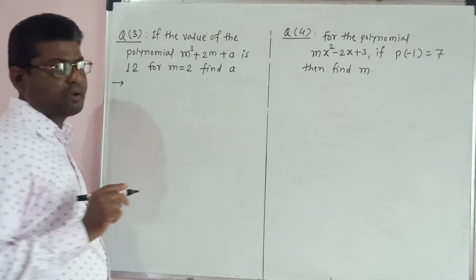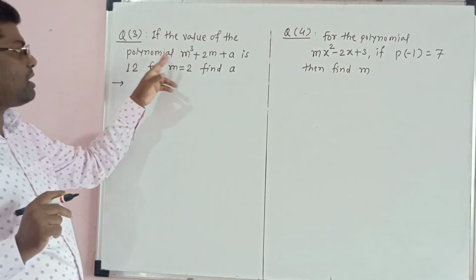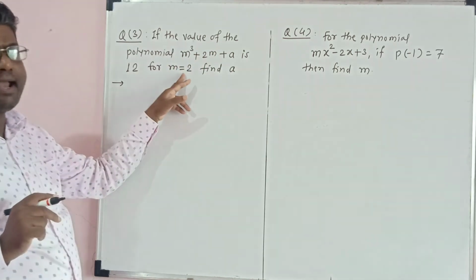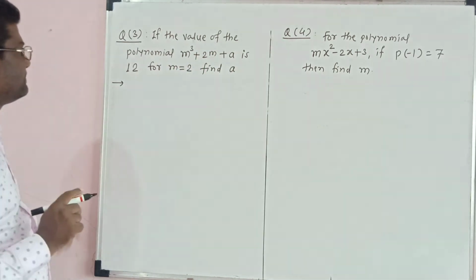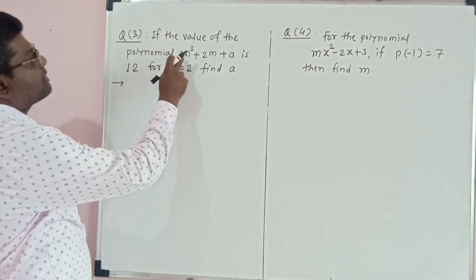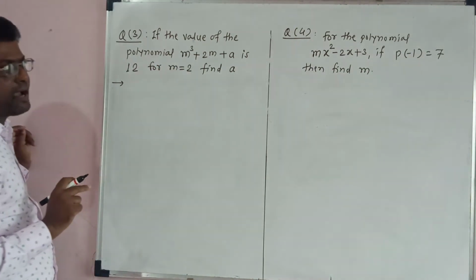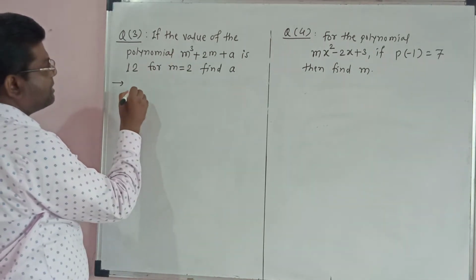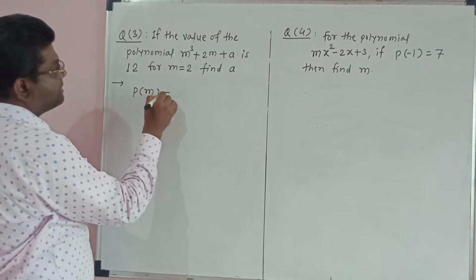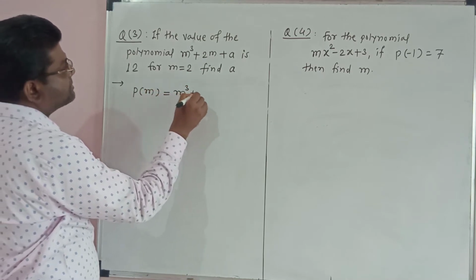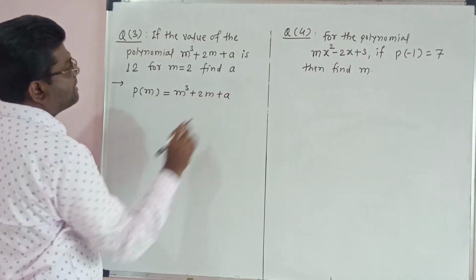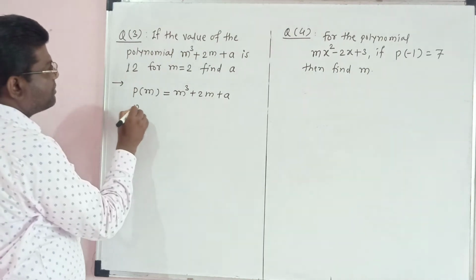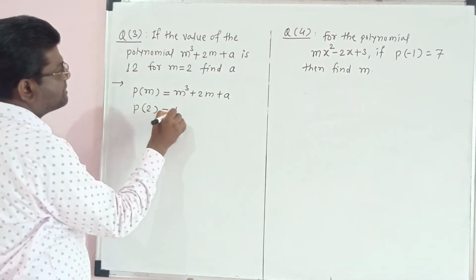Question number 3. If the value of the polynomial m cube plus 2m plus a is 12 for m is equal to 2, find a. Now we have given polynomial m cube plus 2m plus a and variable is m here. Therefore we write this polynomial as p of m is equal to m cube plus 2m plus a. And if m is equal to 2, then the value is 12. Therefore we have given here p of 2 is equal to 12.